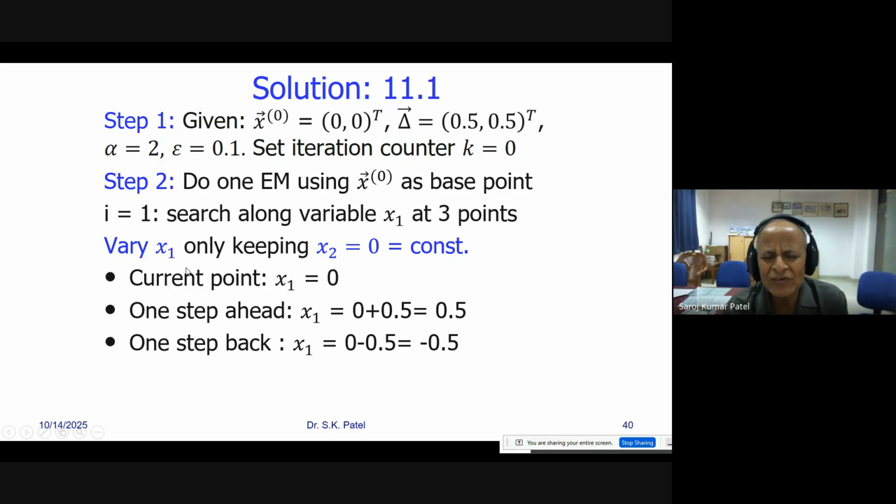So first we search in the x1 direction. So we assume x2 is equal to constant. So x2 is equal to 0 is constant. So in current point x1 is 0. So you change only x1 values. So forward point will be 0 plus 0.5 is 0.5. And one backward point, 0 minus 0.5 means minus 0.5. At these 3 points, assuming x2 is 0, you have to find out the value of f.